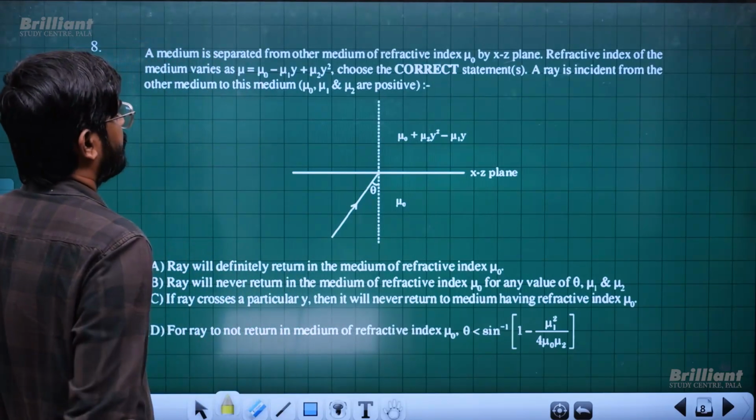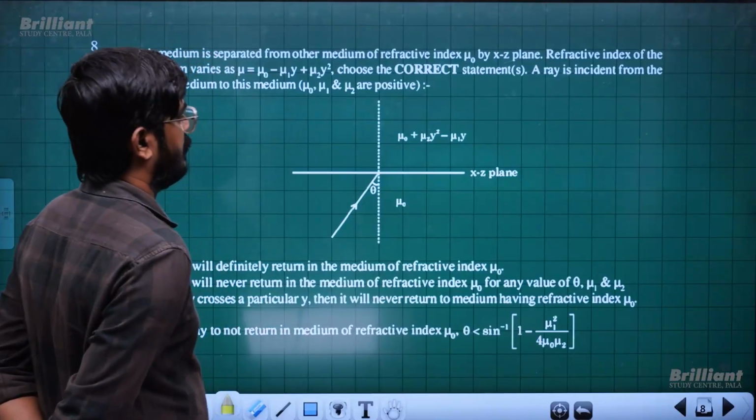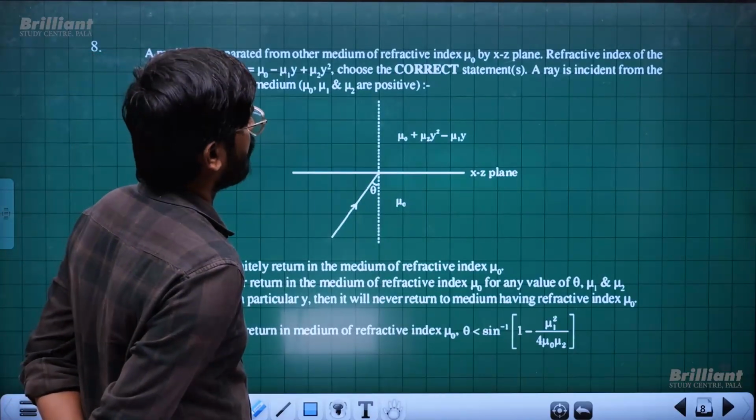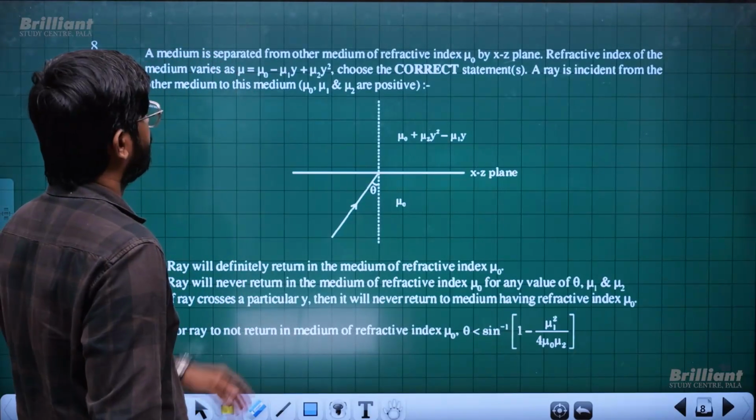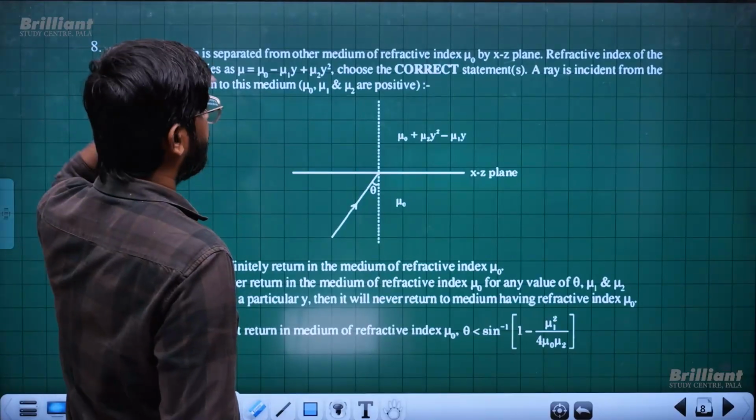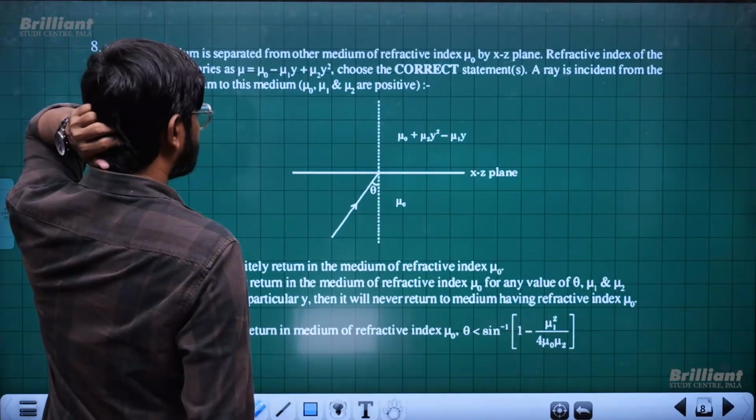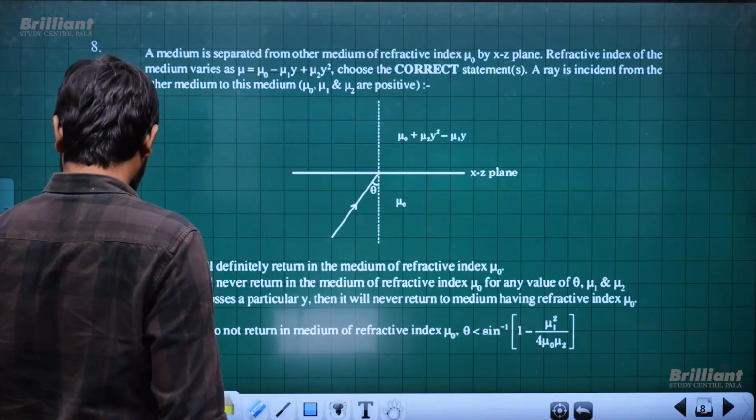Medium is separated from other medium of refractive index mu naught by xz plane. Refractive index of the medium varies with y coordinate. So then you need to mark the options.